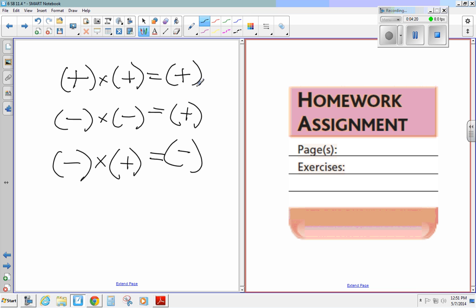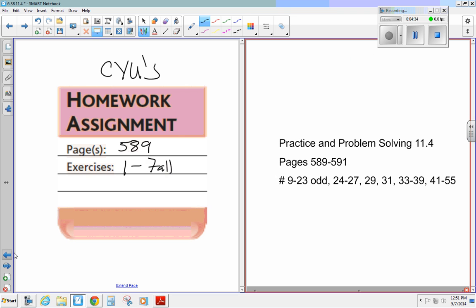So, you should do on page 589, do problems 1 to 7 all for your CYUs. Once you have those, we will do this part as our classwork. Good luck.